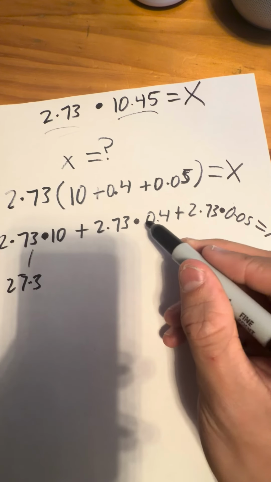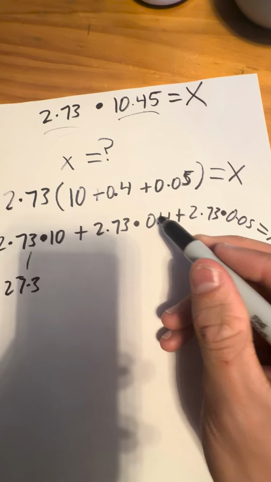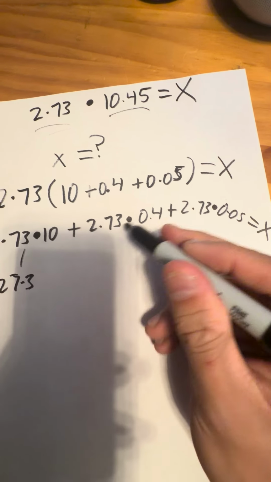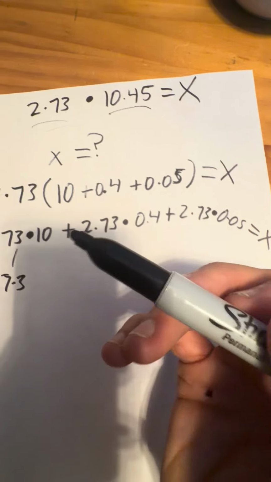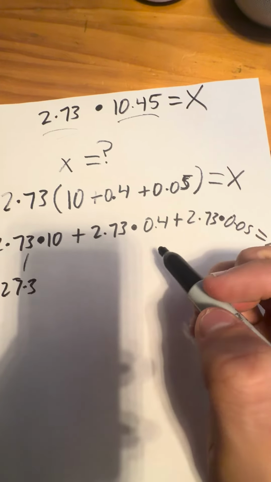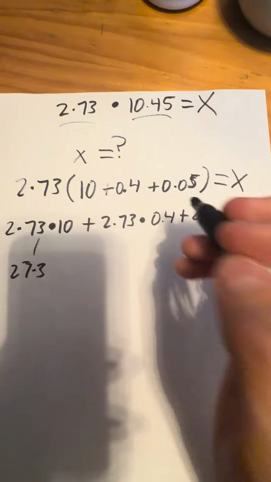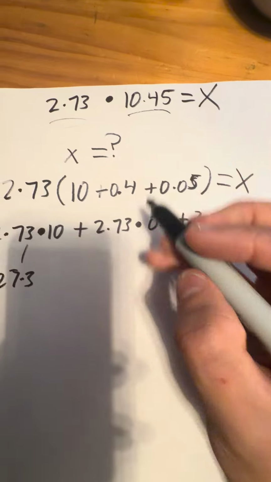This one, like 0.4, I don't know that. Nobody knows that. 2/5. What's 2/5 of 2.73? Yeah, just give up on the girl at that point. No, we don't give up.